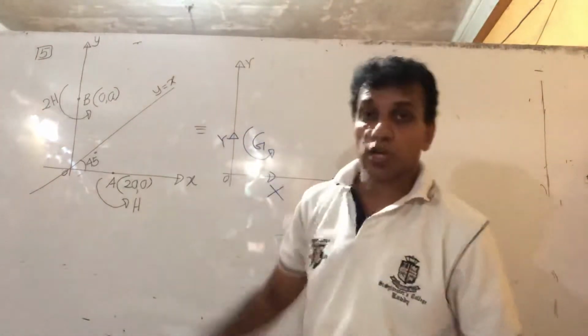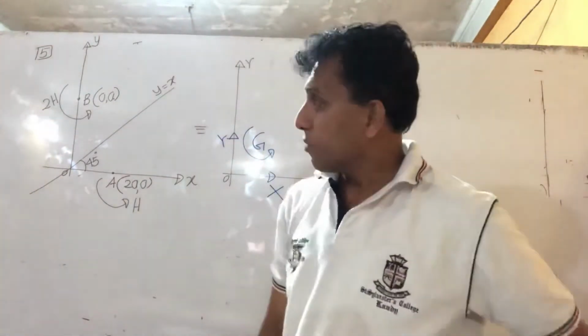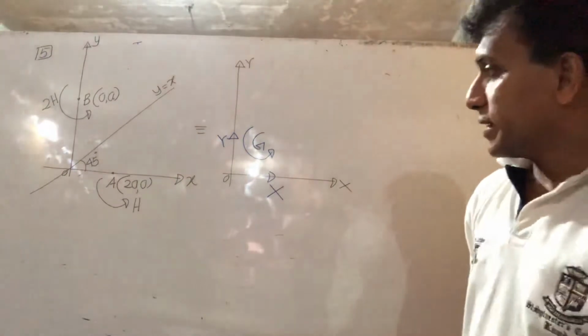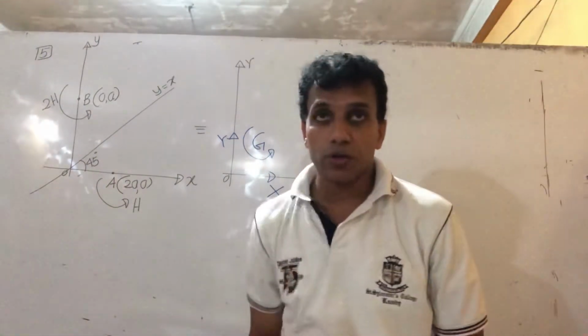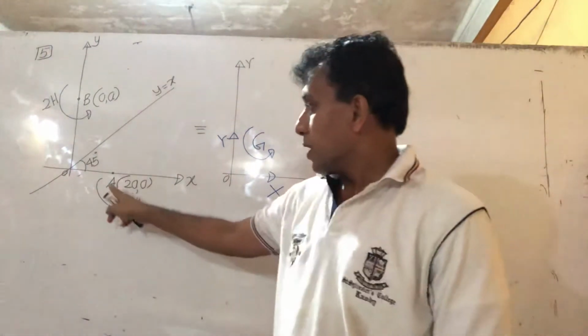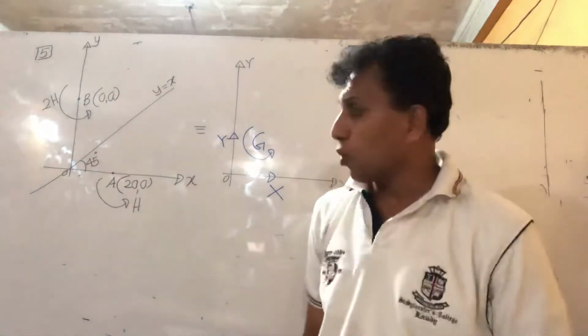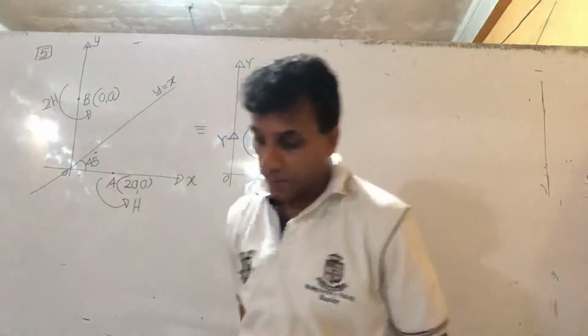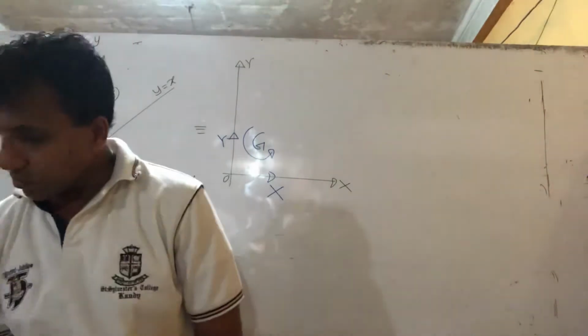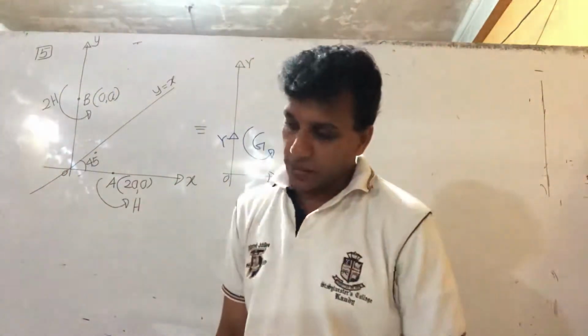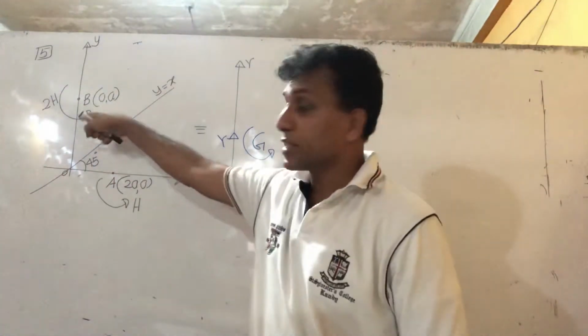Next we see question number 5, coplanar force system. They said in a coplanar force system, the coordinate system, A at (a, h), the moment is capital H about that point, and this point is 2H.